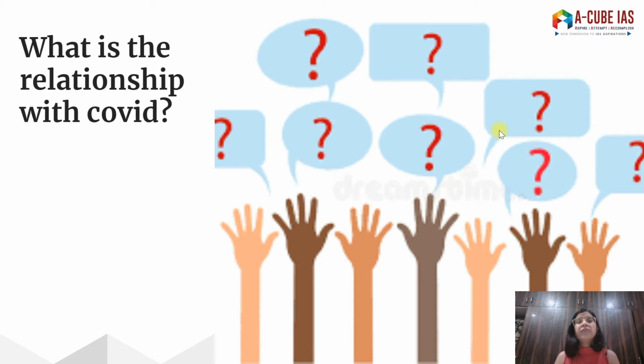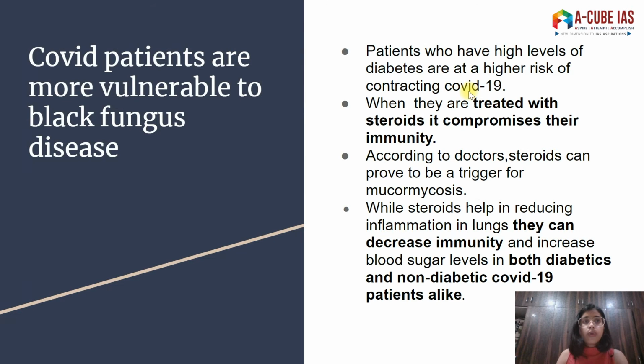Now, what is the relationship with the COVID? We are reading this news somewhere, and the entire black fungus disease became news during COVID. So there was a correlation which was seen by doctors and international institutions. The relationship was that COVID patients are more vulnerable to black fungus disease. And why is that so?